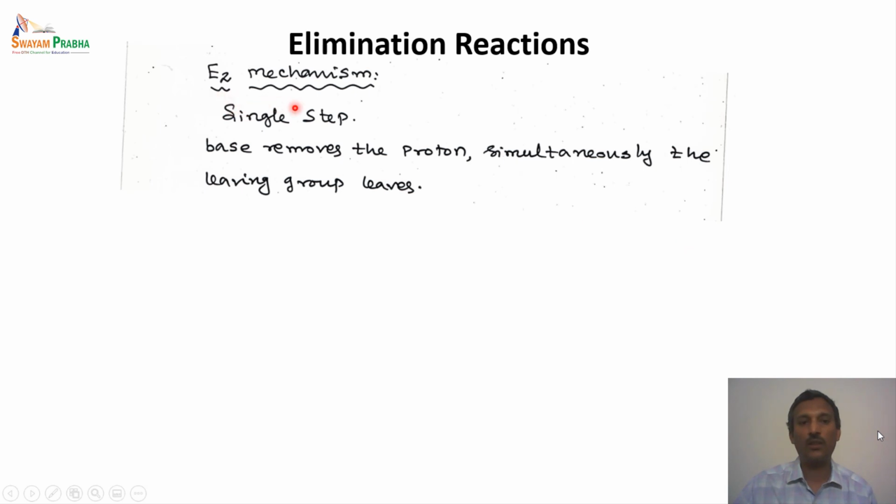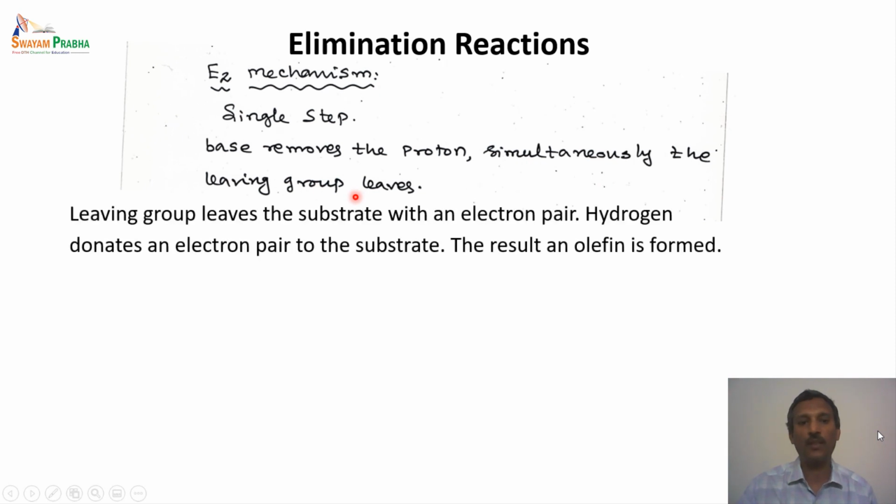So let us look at the E2 mechanism. It's a single step mechanism, also called a concerted reaction. Here the base removes the proton and simultaneously the leaving group leaves. So these two things happen simultaneously. As I mentioned earlier, the leaving group leaves the substrate with an electron pair. The bonded electron pair is taken away by the leaving group, and when the hydrogen is abstracted by the base, that leaves the electrons with the substrate. So the result is the olefin which is formed.